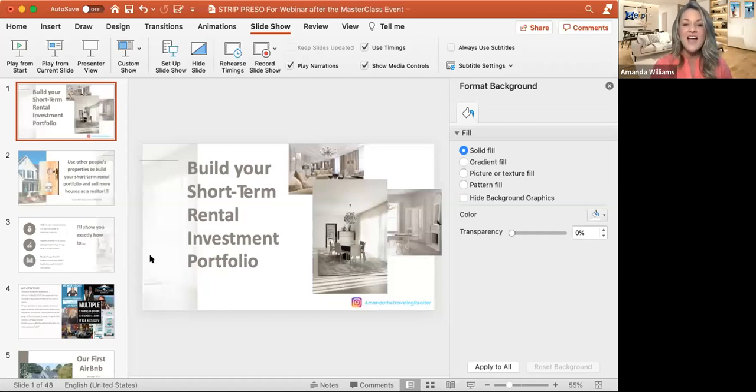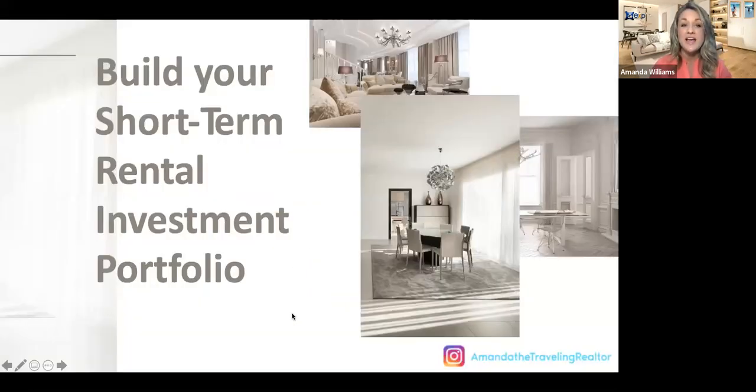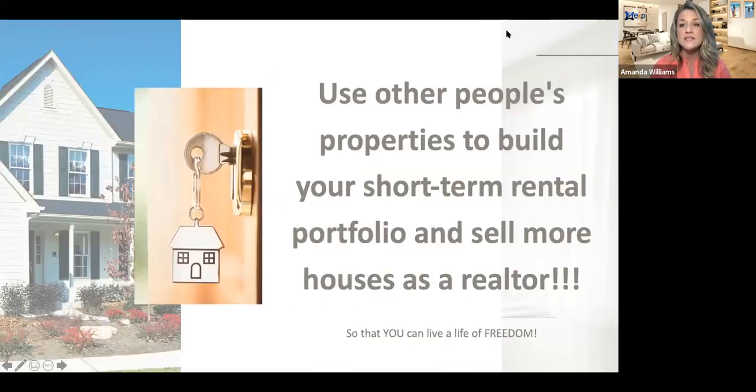So as I said, we're going to be going over building out your short-term rental portfolio today. And what this is really just using other people's properties to build your short-term rental portfolio. Now, I understand some of you already have properties and you are going to be using those properties to turn into your Airbnbs as well. Don't worry, that totally works. But this is another way for real estate agents as well to draw in more leads so that you can sell more houses as a real estate agent.